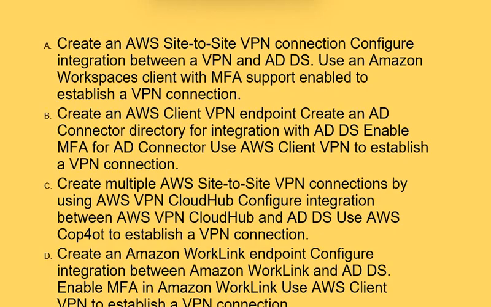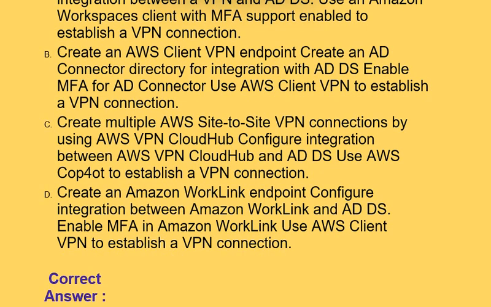Option C. Create multiple AWS Site-to-Site VPN connections by using AWS VPN CloudHub. Configure integration between AWS VPN CloudHub and AD DS. Use AWS Copilot to establish a VPN connection. Option D. Create an Amazon WorkLink endpoint. Configure integration between Amazon WorkLink and AD DS. Enable MFA in Amazon WorkLink and use AWS Client VPN to establish a VPN connection.